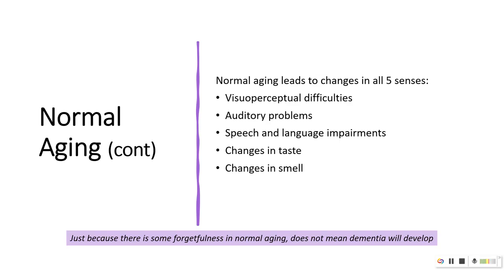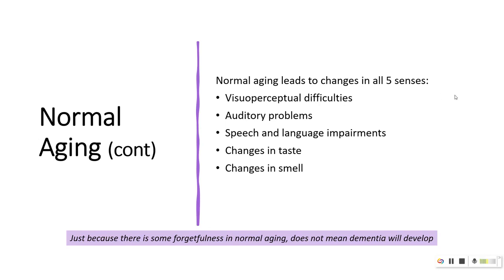We do know that normal aging leads to change in all 5 senses. There can be some visual perceptual difficulties that develop along with some hearing problems. There can be some age-related problems with speech and language, which can be associated with hearing. There are also changes in taste and smell that are associated with normal aging. So one thing to remember is just because there's some forgetfulness in normal aging, that does not mean that we're going to develop dementia.